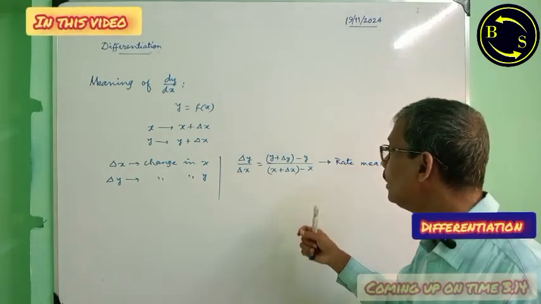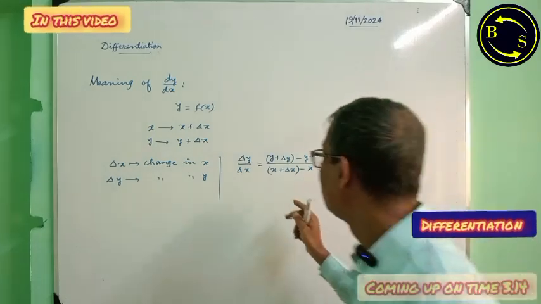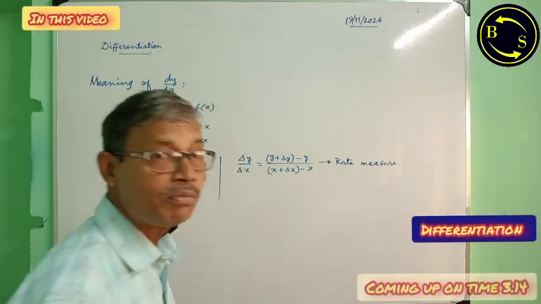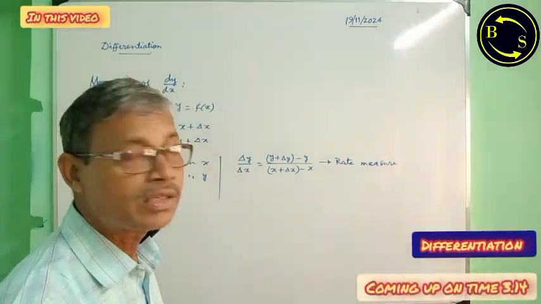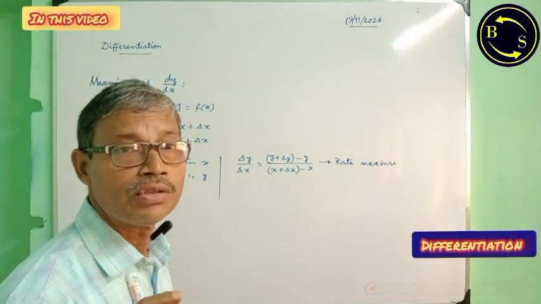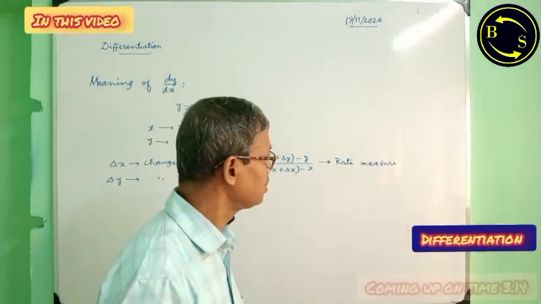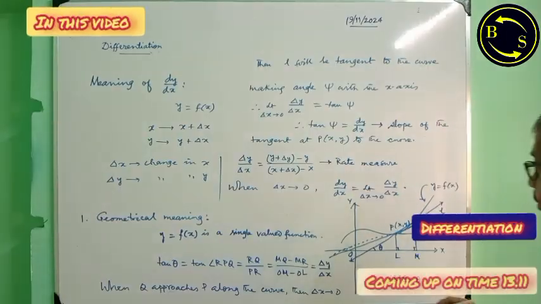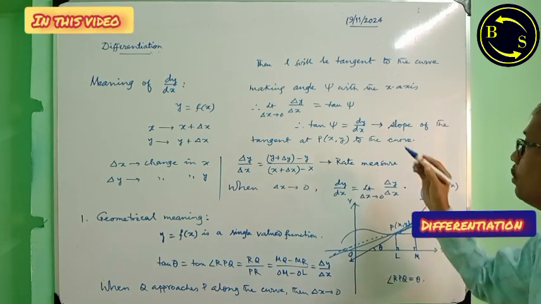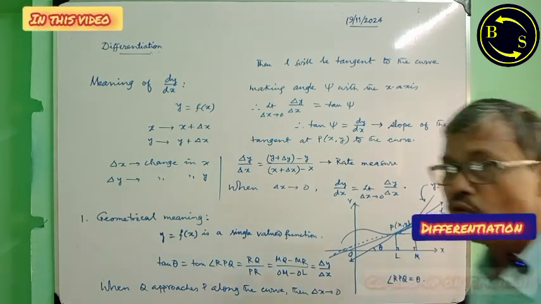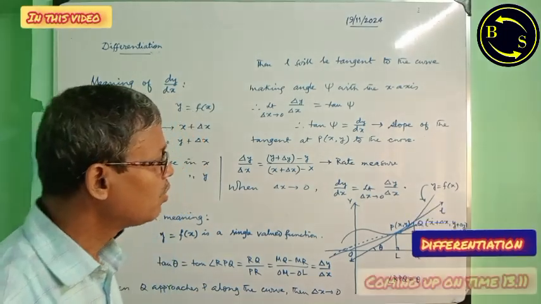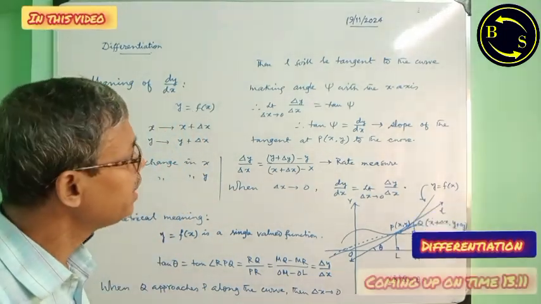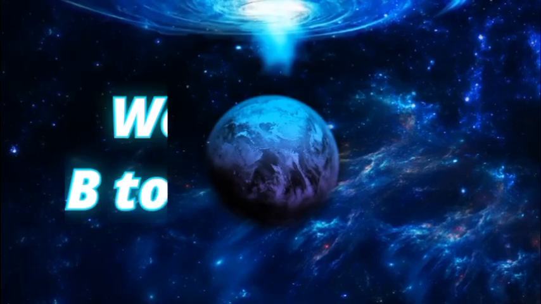That means that gives us the rate of change of y with respect to the change of x. Therefore, the geometrical meaning of dy/dx is the slope of the tangent to the curve y equal to f(x) at the point (x, y).